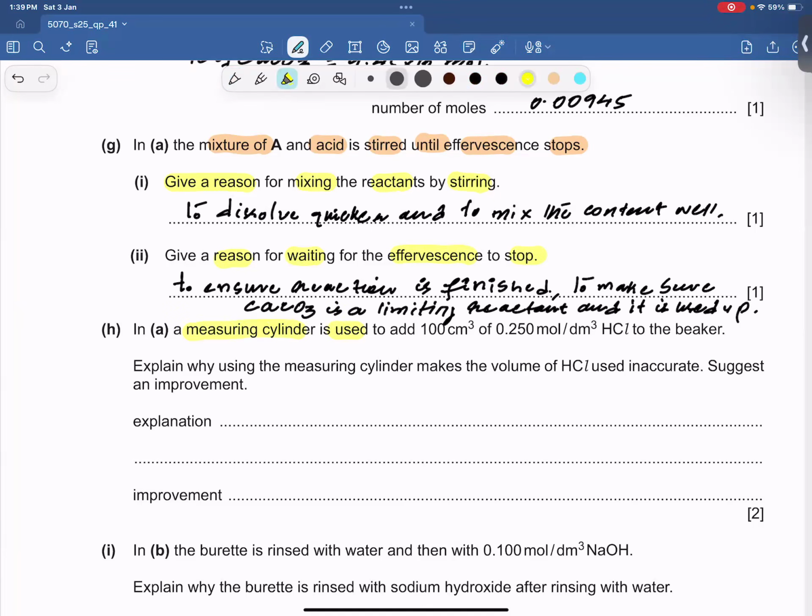In part A, a measuring cylinder is used to add 100 cm³ of 0.25 mol/dm³ HCl in the beaker. Explain why using the measuring cylinder makes the volume of HCl used inaccurate. A measuring cylinder is not that accurate because its internal diameter is much bigger than a burette and pipette, so it's not very accurate.